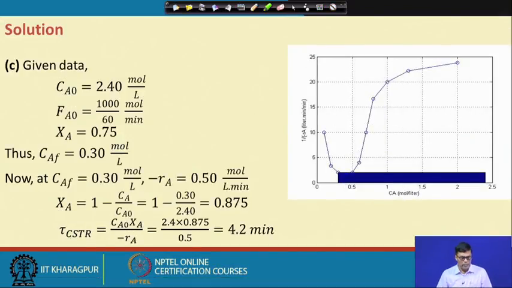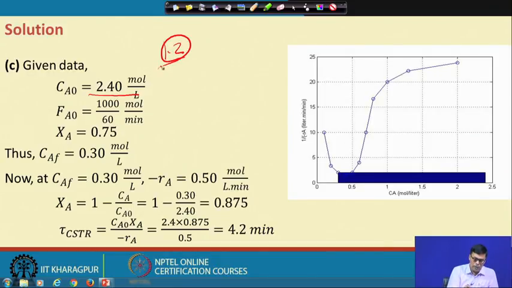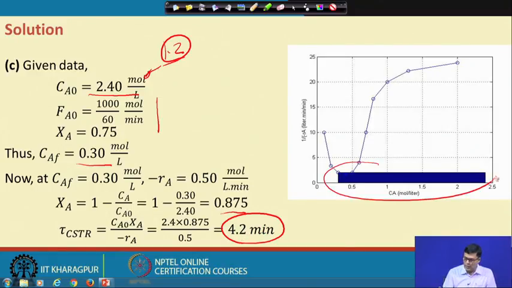Now, the next problem that we have: the initial concentration is doubled. Previously it was 1.2, but now it is increased to 2.4, with the others remaining constant. This is 0.3 and the other things. Then you put this in, the conversion efficiency also changes, and when we put this in the equation, we find that the time required in the CSTR is 4.2 minutes. But we can also solve this graphically.